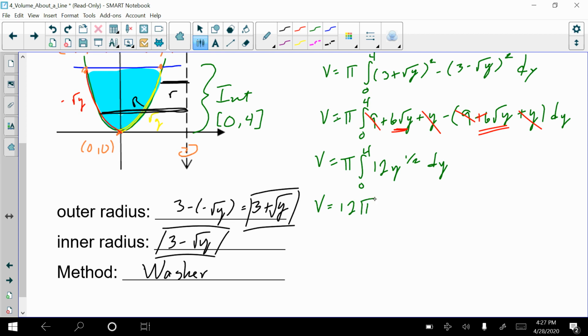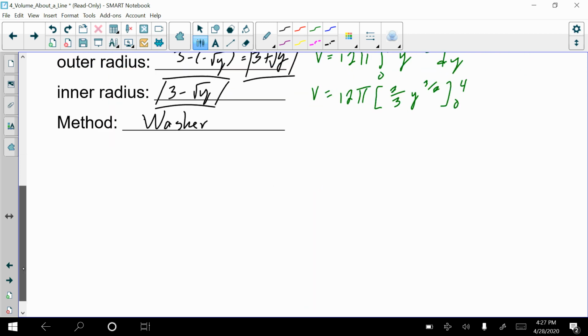So I'm going to have 12 pi times the integral from 0 to 4 of y to the 1/2 power dy. And now is where I want to go ahead and do my antiderivative. So I'm going to get 12 pi, and the antiderivative of y to the 1/2 power is going to be 2/3 y to the 3/2 power, evaluated from 0 to 4.